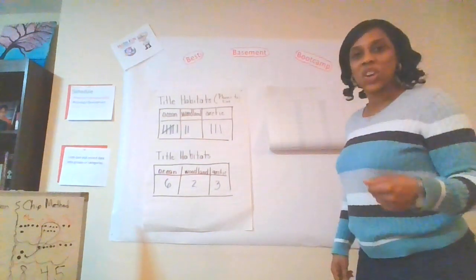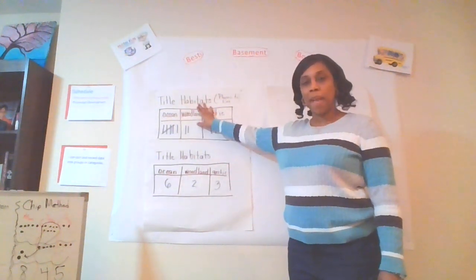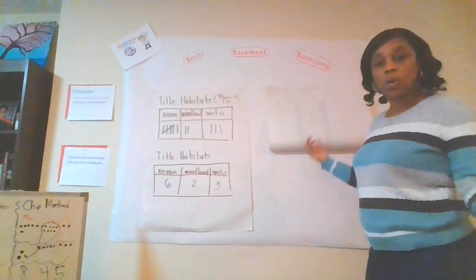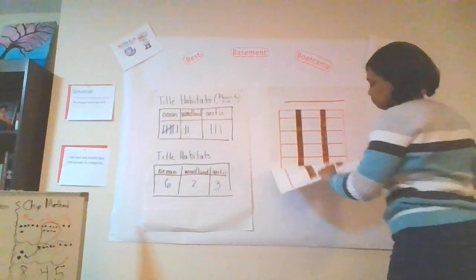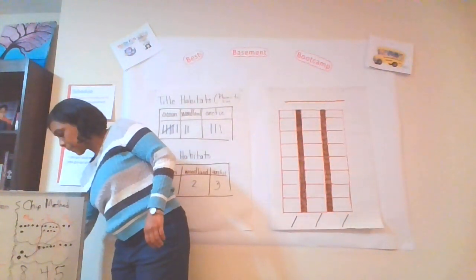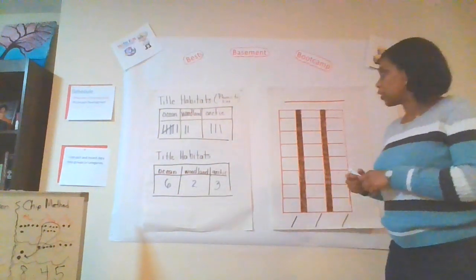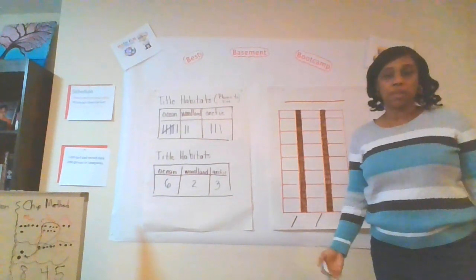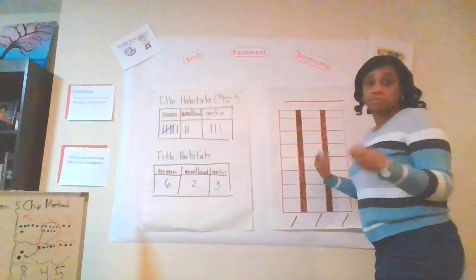So let's get started. We're going to use the same information that we had yesterday from our habitat lesson, and we're going to make a pictograph or a picture graph. There are a few basic things that we always start off with. We have to have a title because somebody has to know, well, what are we graphing? We're graphing the habitats of animals. So we can put habitats.